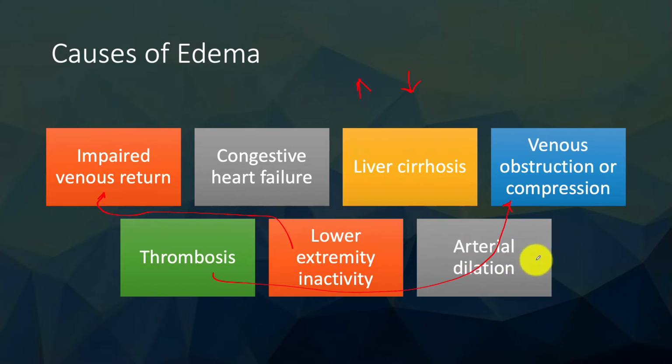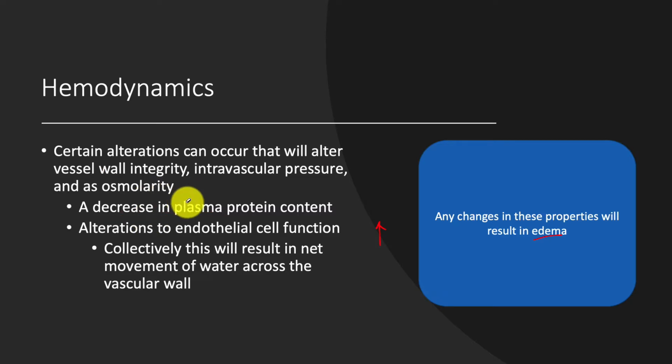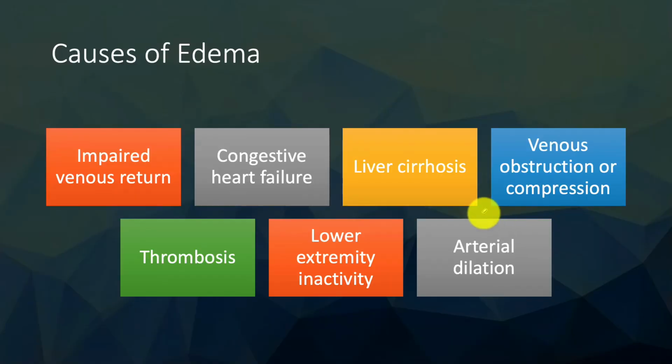Arterial dilation, right? If we have either dilation or constriction occurring when it should not happen, that is obviously going to have an impact on blood pressure. And again, if we have a change in blood pressure, we want to maintain consistent intravascular pressure, right? So I hope I beat a dead horse on that, and you guys kind of understand what I'm saying there.